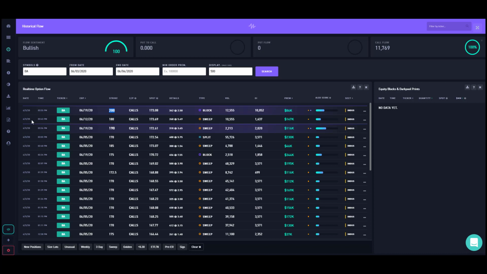All right. So Boeing. Over here, you see the date. When did this order come through? It came through yesterday on the 3rd. What time did it come through? 3:55, right? The ticker name here, red for a put and green for a call.